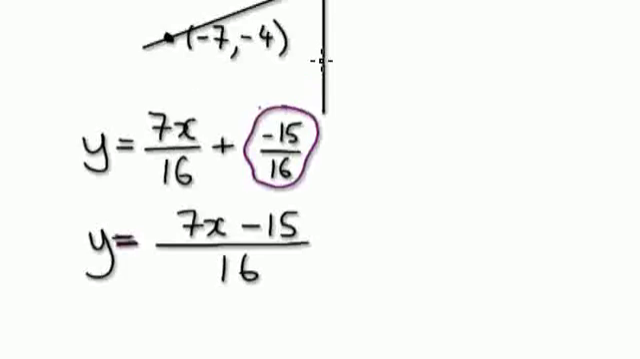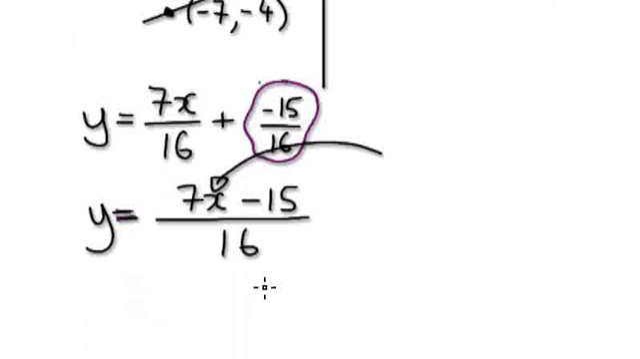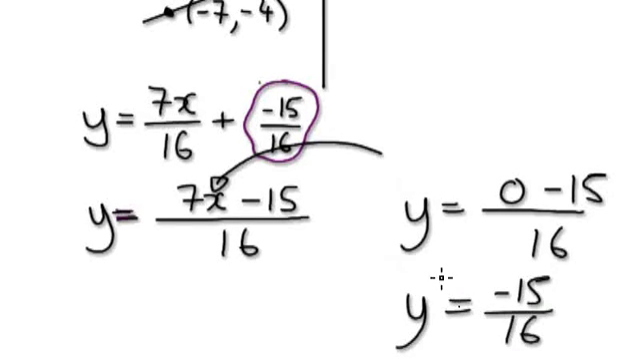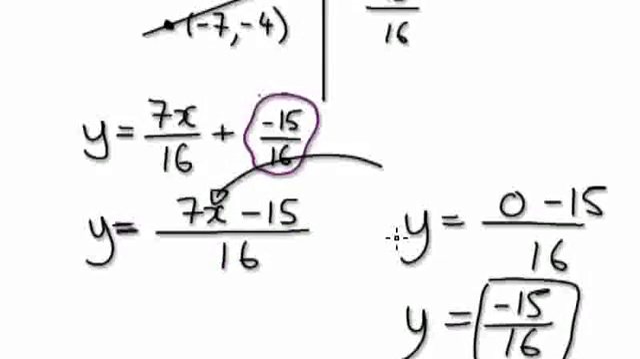So what I'm trying to say is, put 0 into the x here. So y equals 7 times 0, which would be 0, take away 15, over 16. So here, it will be minus 15 over 16. So the y value at this point here would be minus 15 over 16.